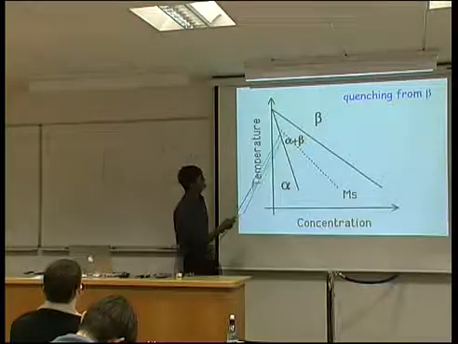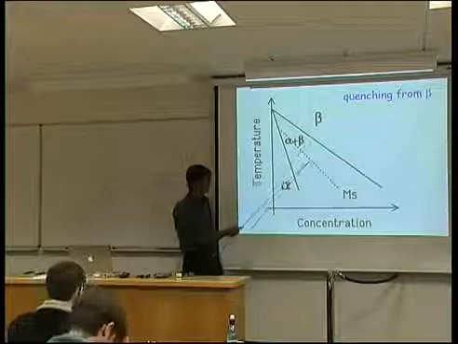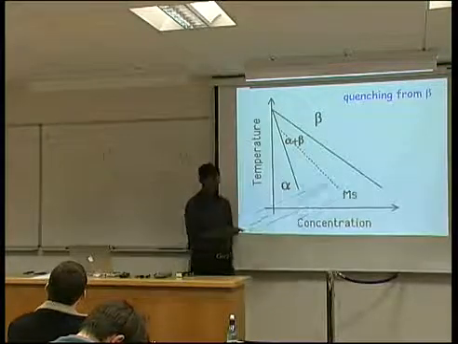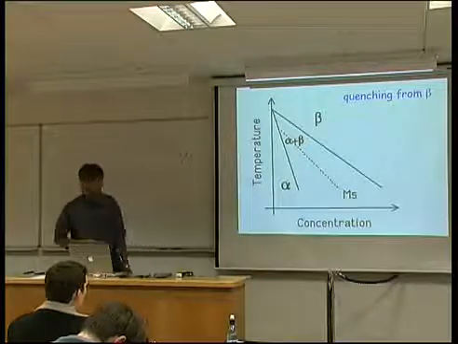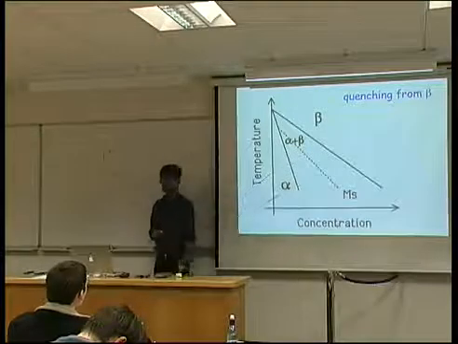Now, the Martensitic transformation begins when we undercool below this temperature, and this is known as the Martensite start temperature, MS, the Martensite start temperature. Any idea why we have to supercool before we get Martensite?